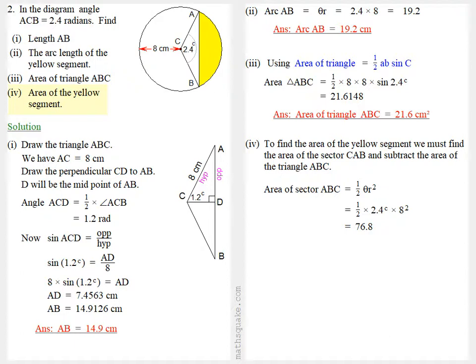76.8. Now the area of the shaded region is equal to the area of the sector, which is 76.8, take away the area of the triangle, which is 21.6. And that gives us an area of 55.2, and so the area of the shaded region is 55.2 square centimetres.